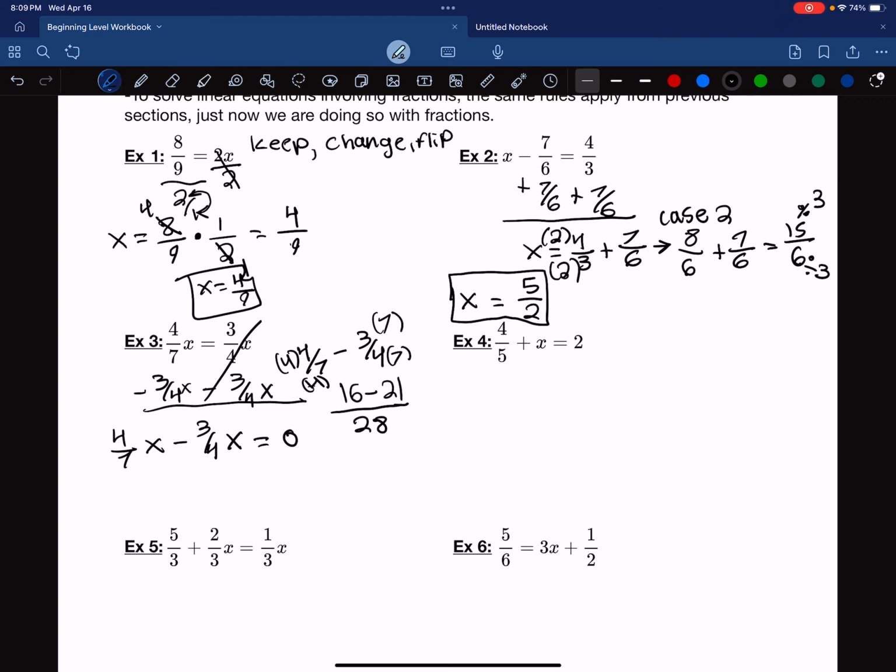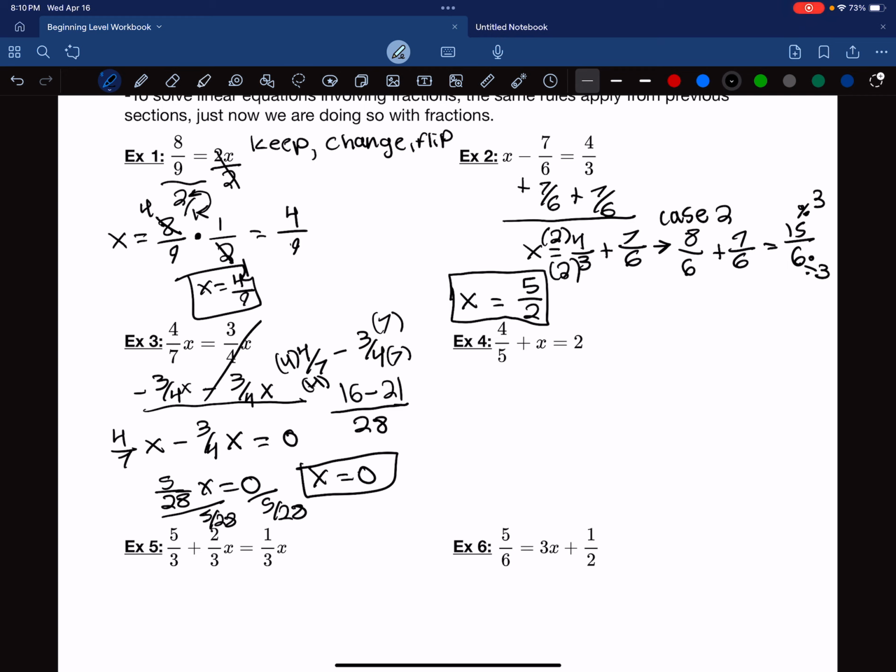And that happens to be negative 5 over 28. So we get negative 5 over 28 x equals 0. And then from here, we're going to divide both sides by negative 5 over 28 to get x alone. And because we're dividing 0 by a number, the result is 0, so we just get x equals 0. And that's our answer.